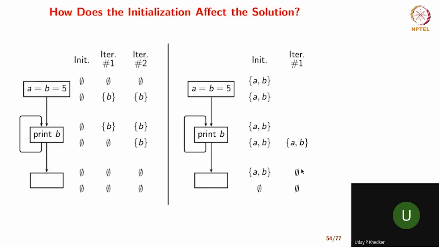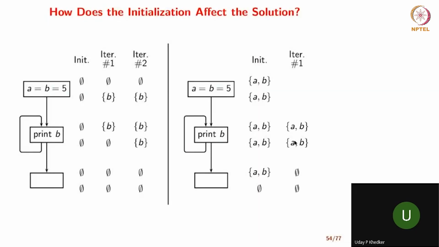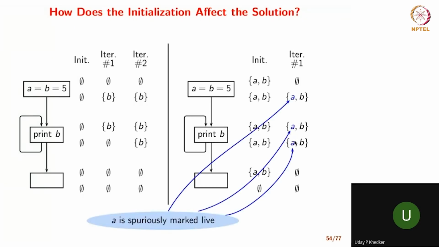Then we got A comma B here because we are computing this as a union of this and the entry value here. So we mark A comma B here as live. We get A comma B live here. We get A comma B live here. We get nothing as live here because A and B are defined. Observe that A is spuriously marked as live. A is not live here. There is no use of A. We ended up marking it as live because we chose a different initialization.